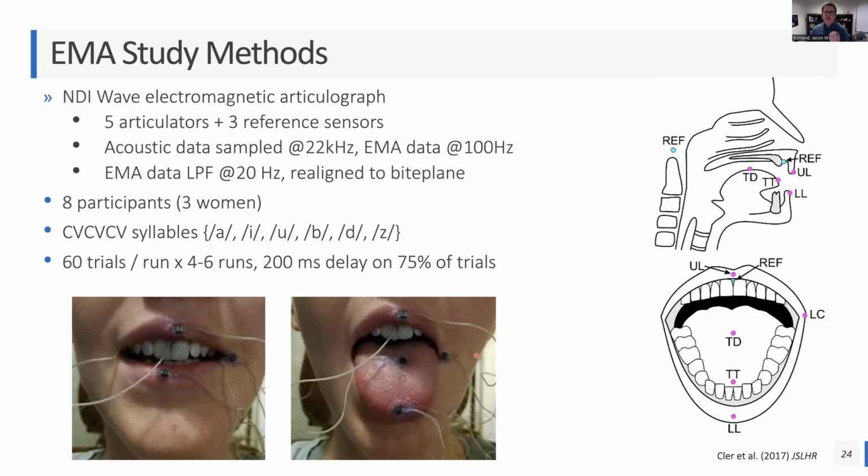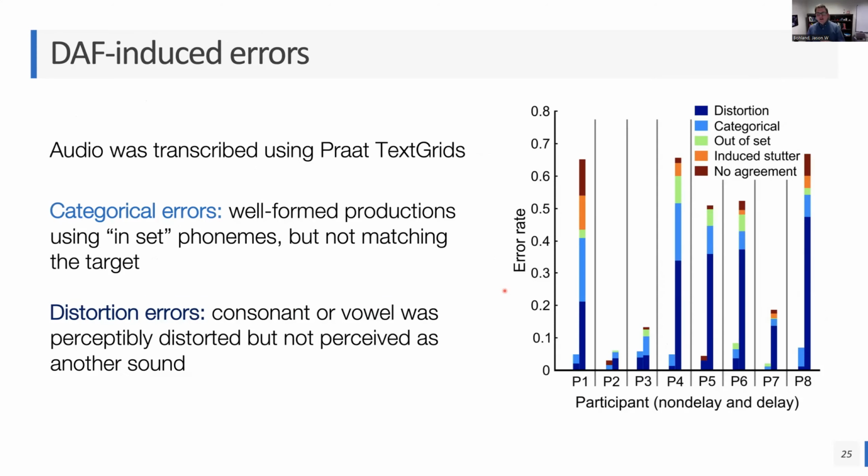Subjects don't really want to be in an EMMA study for multiple hours. In fact, many times the sensors would fall off earlier than we had hoped. So we wanted to make sure we get a critical mass of data. This is data from 8 participants, okay? They're doing the same kind of task. We transcribed the audio from this task using text grids. We took a simpler approach where we just classified things into categorical errors, distortion errors, these kinds of induced stutters or onset disfluencies, and also some out of set errors where they just made some extraneous sounds, okay?